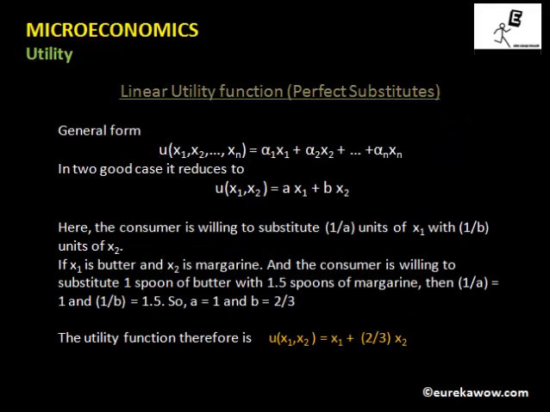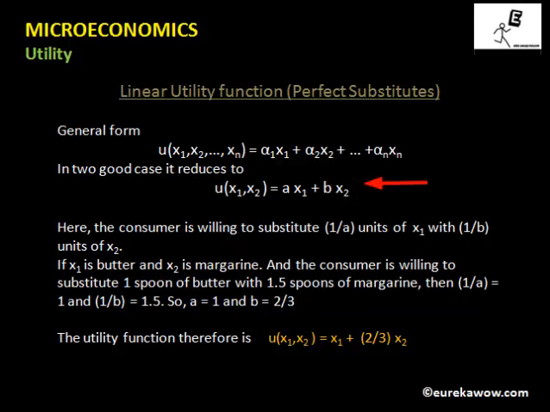Moving on to linear utility function, that is the case of perfect substitutes. The general form is given by utility x1 x2 dot dot dot xn is equal to alpha 1 x1 plus alpha 2 x2 plus dot dot dot plus alpha n xn. So for n goods, the utility can be given as the summation of alpha i xi, where i is moving from 1 to n. Now in the two good case, the utility function reduces to a x1 plus b x2.